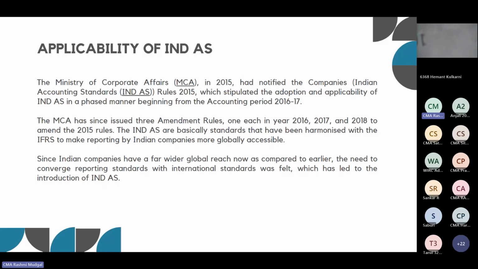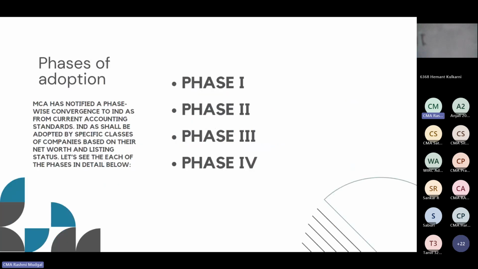Ind AS are basically standards that have been harmonized with IFRS to make reporting by Indian companies more globally accessible. Since Indian companies have a far wider global reach now compared to earlier, the need to converge reporting standards with the Indian standards was felt, which has led to the introduction of Ind AS. MCA has notified phase-wise convergence to Ind AS from the current accounting standards, so they came with phase one, phase two, phase three.